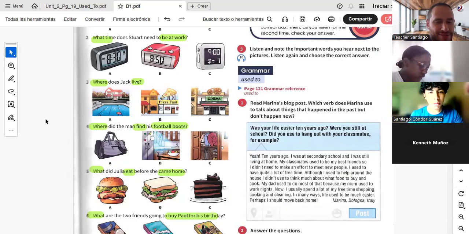4. Where did the man find his football boots? Have you seen my football boots anywhere? I brought them home from training yesterday. They were wet, so I left them in the kitchen to dry, and now I can't find them. We were tidying up this morning. Have you looked in the cupboard in the hall? Yes, but they weren't there. Wait a minute. What's in that bag over there? Oh, they must be my boots.